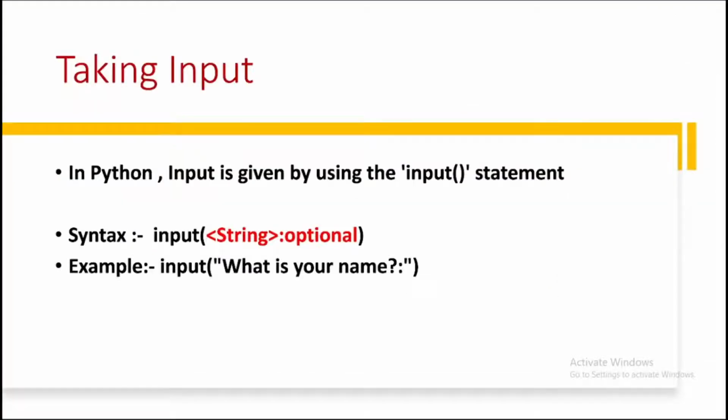Now, let us continue. We are going to learn how to take an input from the user in Python. To take an input, you have to use the input statement. The syntax for the input statement is input, and you can give a string as an argument. As you can see, it's just optional. An example would be input, what is your name? If you don't give anything, it will not display anything and the user just has to type.